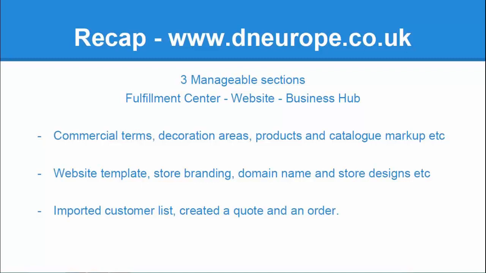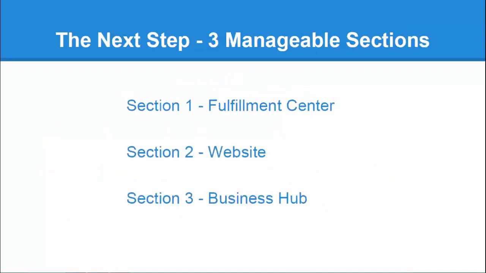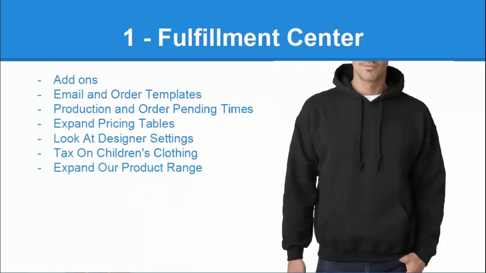Today's presentation will be divided into the same 3 manageable sections. So it will be section 1, the Fulfillment Center, section 2, our website, and section 3, our Business Hub. So in section 1, we'll take a look at our add-ons, what they are and why we need to know what they do. We'll take a look at our email and order templates, how to set our production and order pending times. We'll also expand our printing pricing table and look at our designer settings for our printing method. We'll also address tax exemption on children's clothing, and we'll also add some more products to our product list.